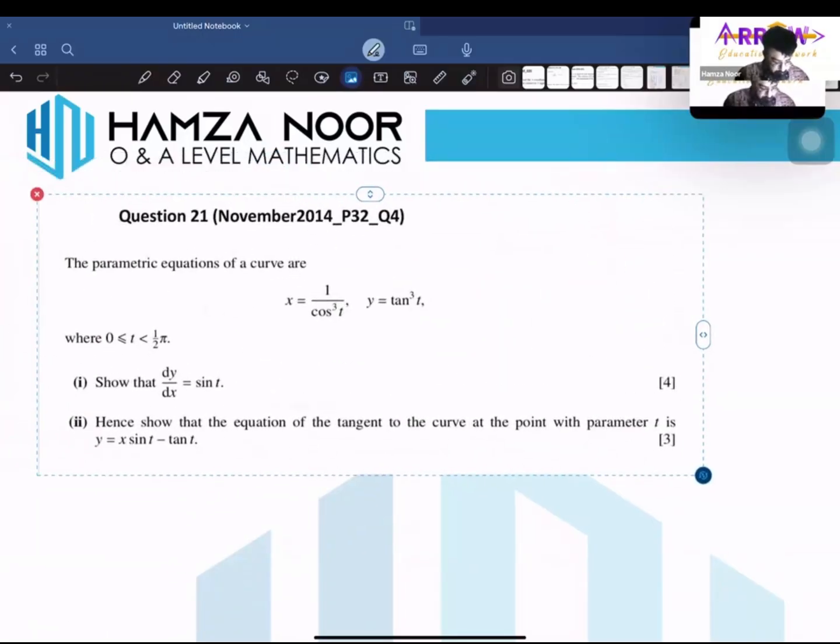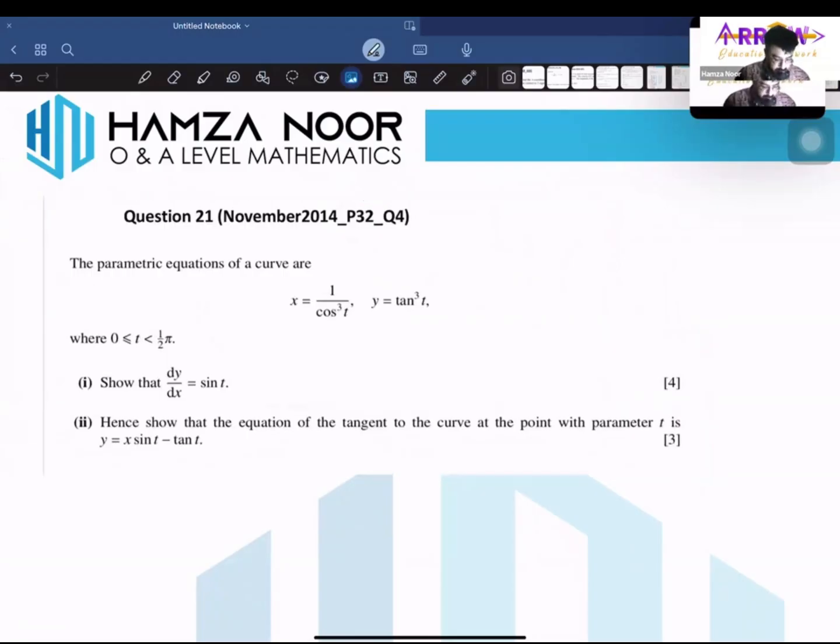Today I'm going to discuss some past paper questions from A-Level Maths P3 Cambridge 9709. The topic is differentiation. So here we have handout question number 21, which is October-November 2014, paper 32, question number 4.